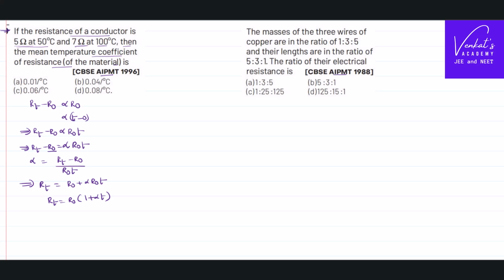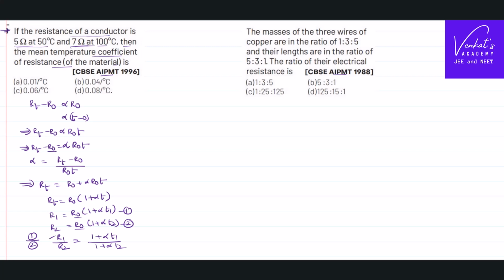But our problem has two different temperatures, 50 and 100. So I can write R_1 as R_0 of 1 plus alpha T_1, and R_2 as R_0 of 1 plus alpha T_2. R_0 remains the same, alpha remains the same, but the temperature is different. Call these equations 1 and 2 and divide 1 by 2. What happens then? R_1 by R_2 equals, the R_0s cancel, 1 plus alpha T_1 by 1 plus alpha T_2.